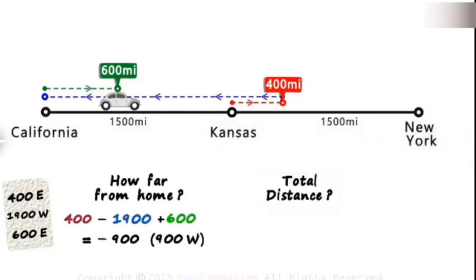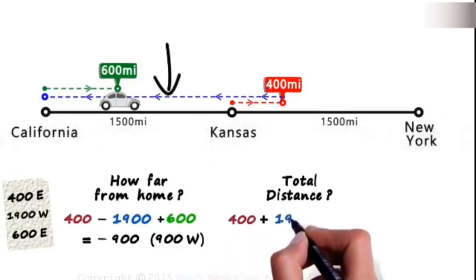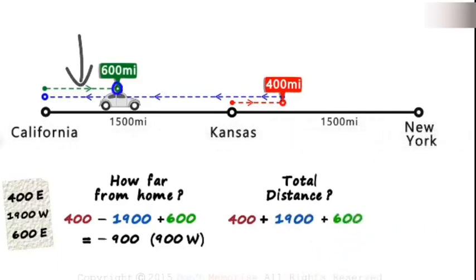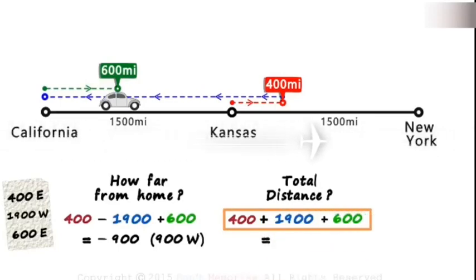I want you to pause the video and work through this. Yes, to find the total distance you covered, you would ignore the direction. You traveled 400 miles up to this point, then 1,900 miles to California, and 600 miles to this point. The total distance would equal 400 plus 1,900 plus 600, which is equal to 2,900 miles.